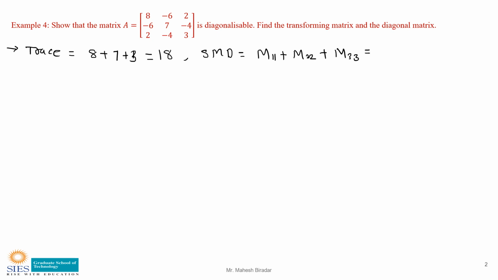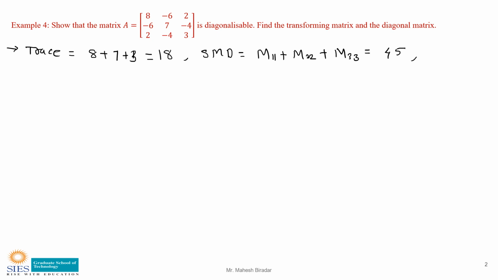So first we will try to find AM. For AM we require eigenvalues. So let us start with the procedure of finding eigenvalues. For that, as usual, we require the trace. Trace is the sum of diagonal elements, so this is 18 here. SMD, you can calculate; we have done so many times. M11 plus M22 plus M33, and this is equal to 45.